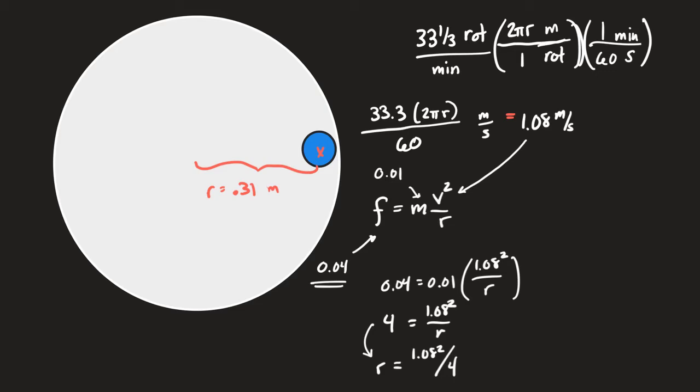So for those of you who can't do it, 4 equals 1.08 squared over r. To find the answer, try multiplying both sides by r. That will make this side 4r and this side 1.08 squared.